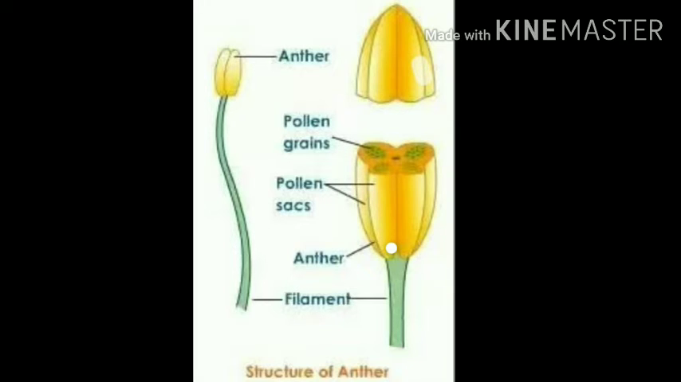So these 4 chambers, this one and this one and this one, are said to be pollen sacs. What is meant by a pollen sac? A pollen sac is nothing but the place where the production of pollen grains occurs. At that place, we can say it is a pollen sac. So these are the 4 sacs which are shown in this picture also. So this is about the anther.